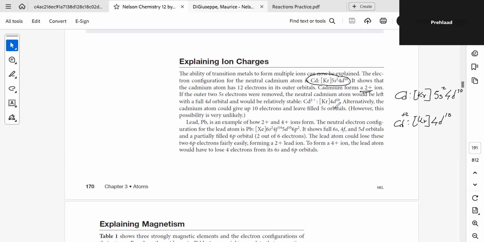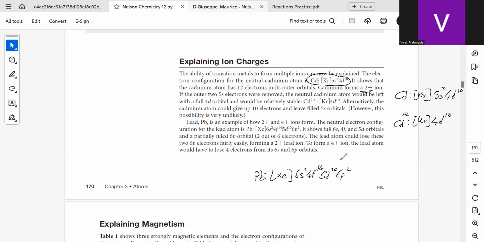So for example, lead: plus 2 and plus 4. Why is lead able to form plus 2 and plus 4, two ionic charges? If you see the electronic configuration of lead, it is xenon, the previous group 18 element, then 6s2, 4f14, 5d10, 6p2.